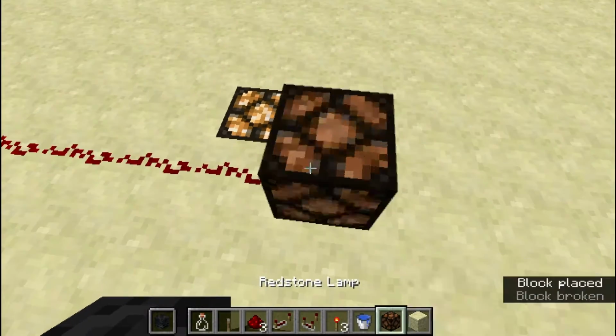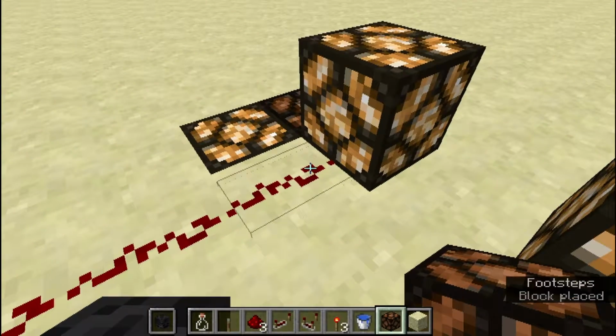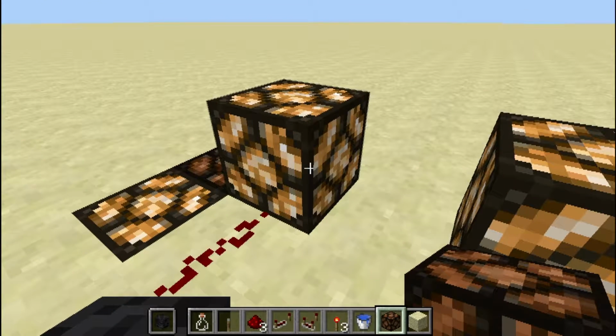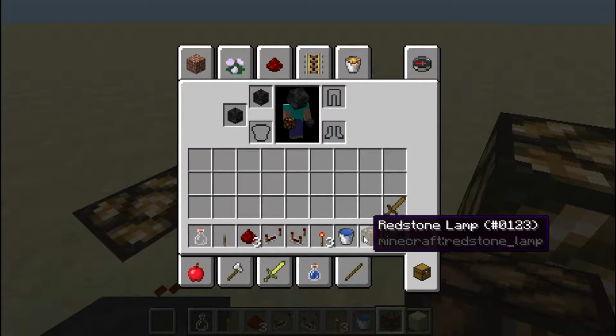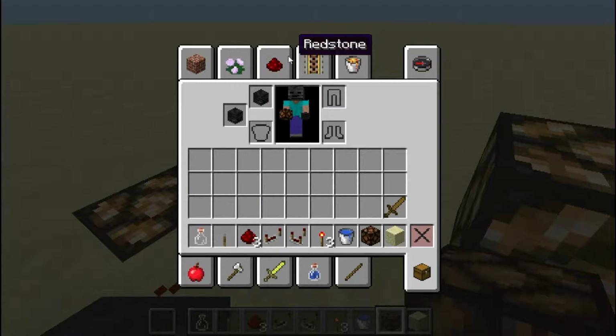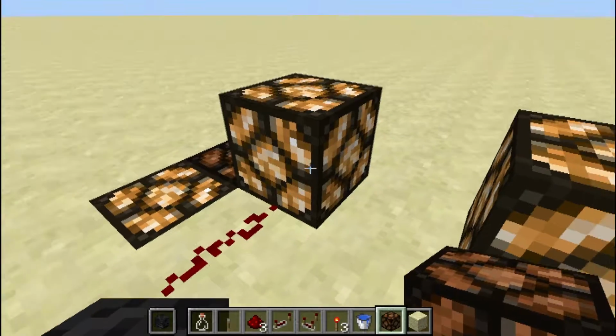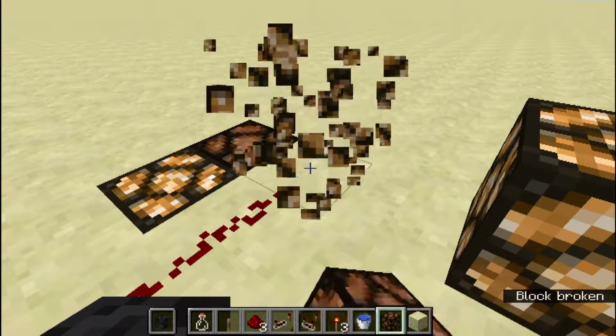But again, if one side has power, any redstone block can still be activated. So we can take note of that.